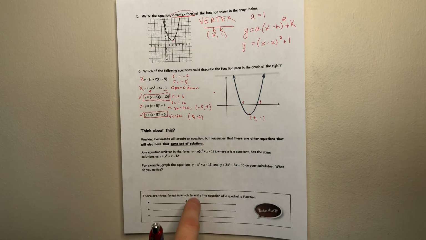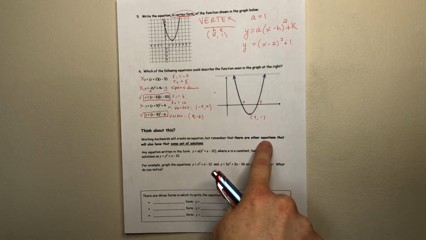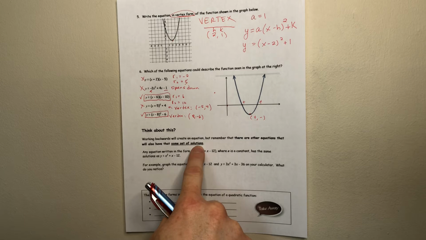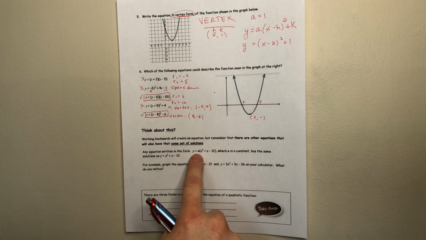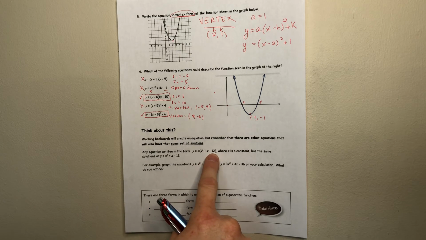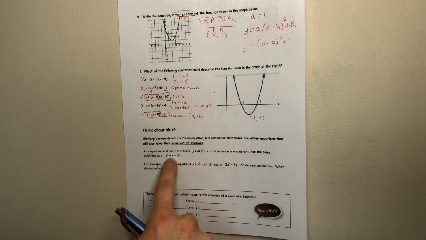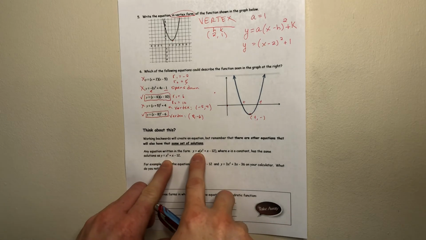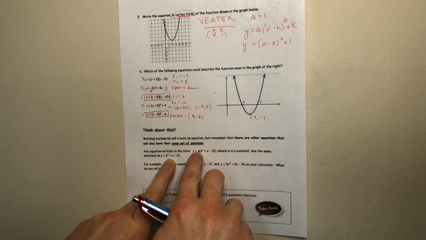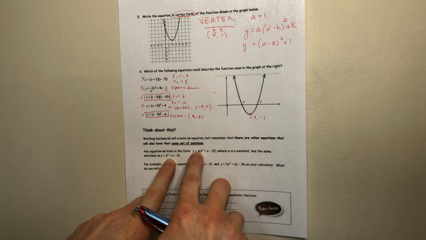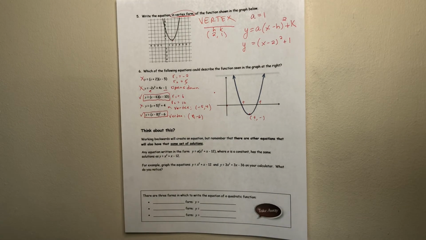All right, last little section. Working backwards will create an equation, but remember there are other equations that will have the same set of solutions. We call them equivalent. Any equation written in this form, y equals a parentheses x squared plus x minus 12, where a is a constant, has the same solutions as the same one but without the a value. And again, I told you, anytime there's a GCF and you pull out an a value that is not 1, all it's going to do is make it wider or more narrow.